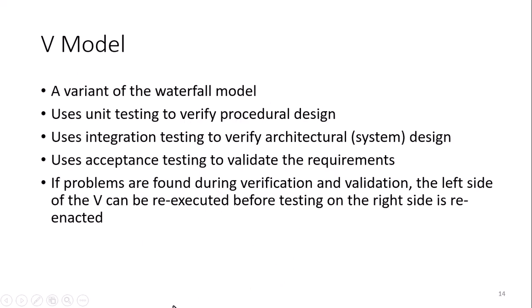V model, a variant of waterfall model. We can say it is a variant of waterfall model. It uses unit testing to verify the procedural design, uses integration testing to verify architecture designing, and uses acceptance testing to validate the requirements. If problems are found during verification and validation, the left side of the V can be re-executed before testing on the right side.